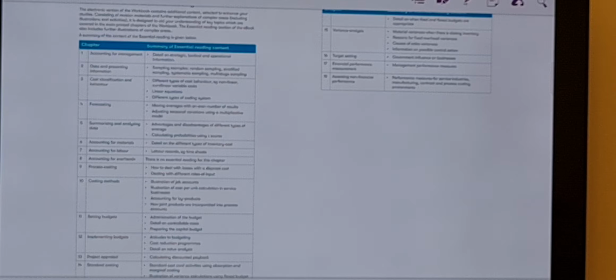Normally, I will start with chapter number 3, cost classification and behavior, because these are little numbers and easy stuff. After that, we'll come back to the first 2 chapters and I'll go in that particular order. Therefore, today we'll be starting with cost classification and behavior.